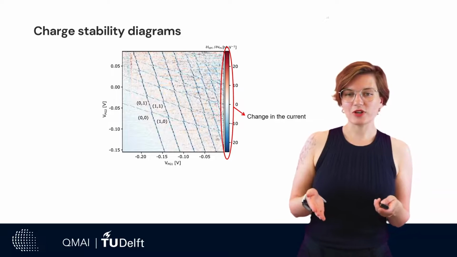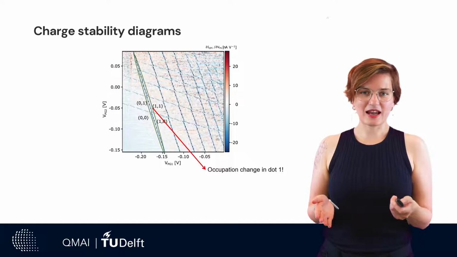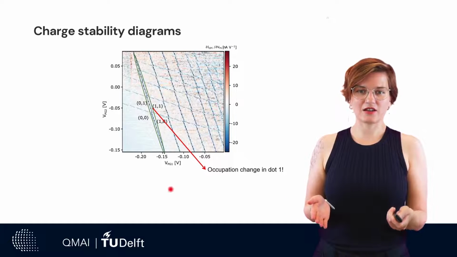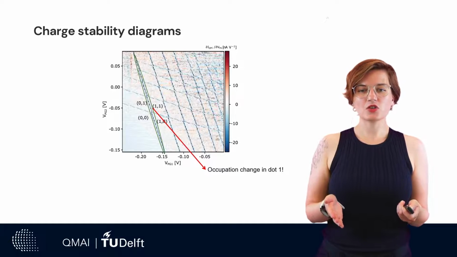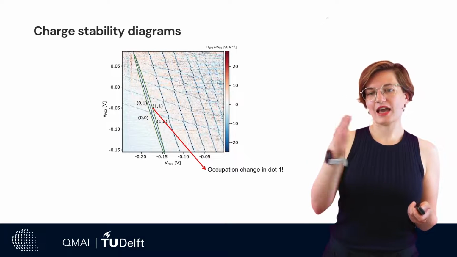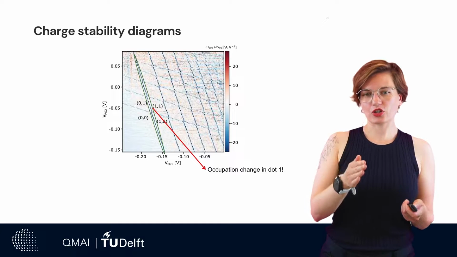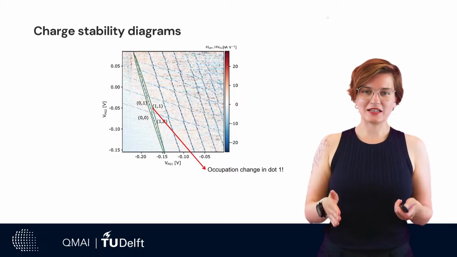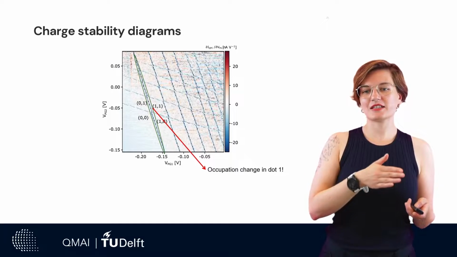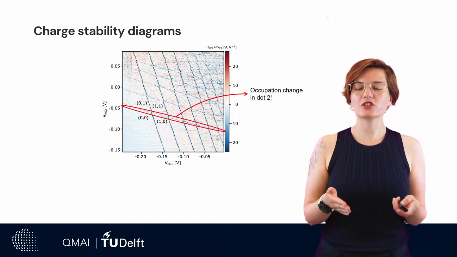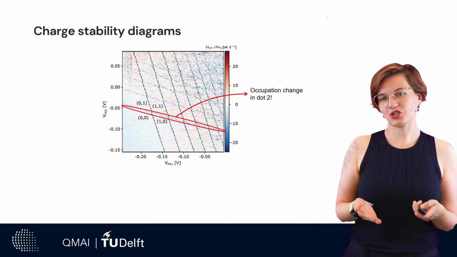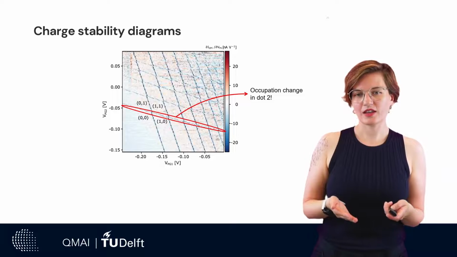So if you look at that, you see that there are these really dramatic changes, jump features, that tell you that basically something happened in one of your dots. So if we look at the vertical line, we will see occupation changes in dot 1. And if we look at the horizontal line, we will see occupation changes in dot 2.